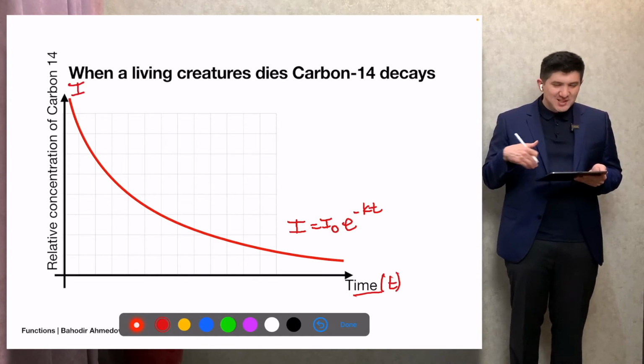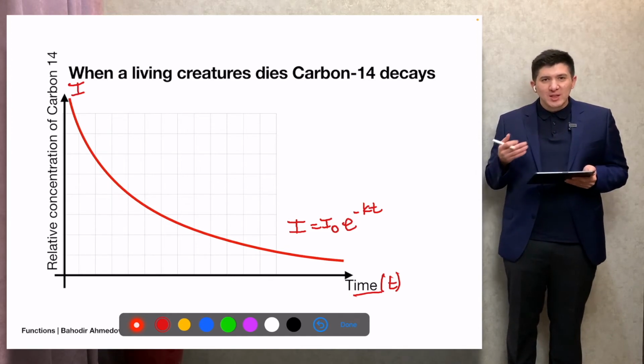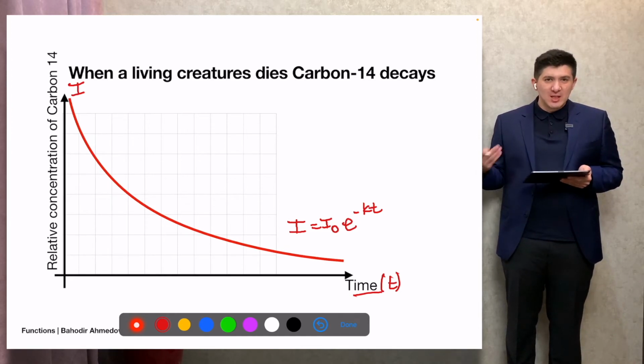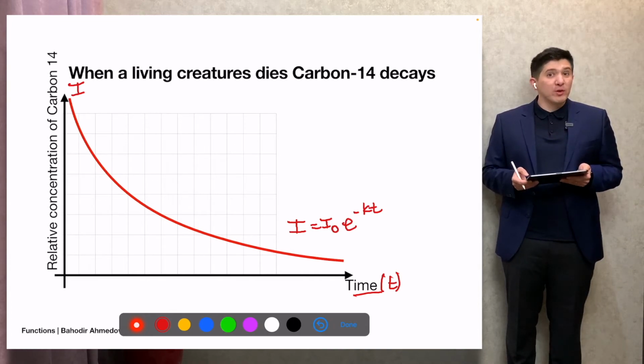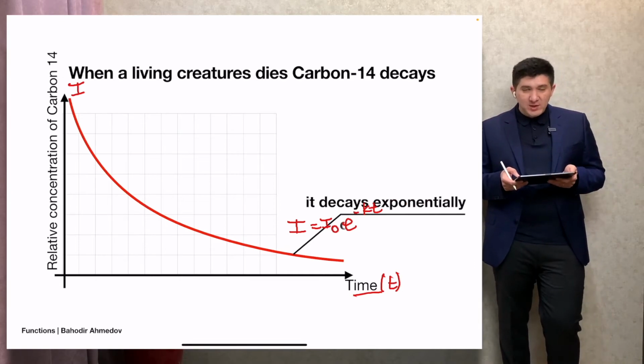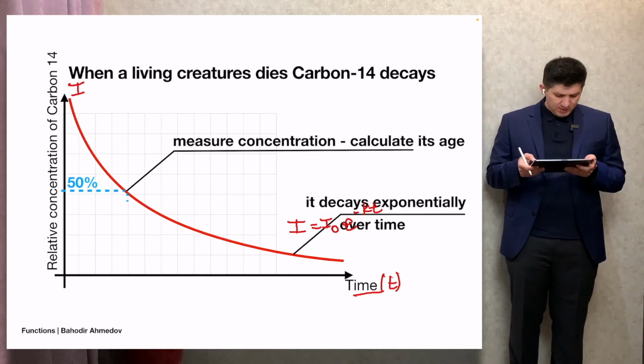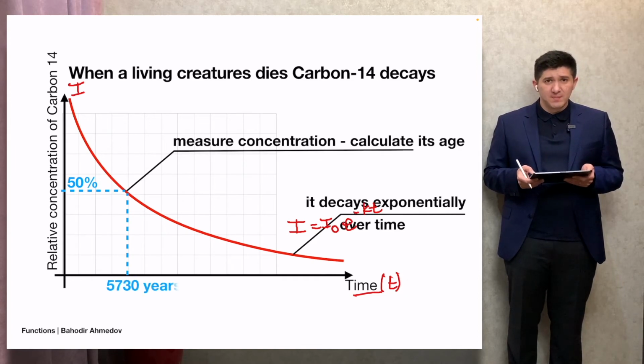Okay, so if you just sketch this curve, you're going to get simply this graph. So over time, the concentration is going to decay using this law. And for carbon-14, we've got the half-life time. So the half-life time of carbon-14 is equal to 5,730 years. So what does it mean?